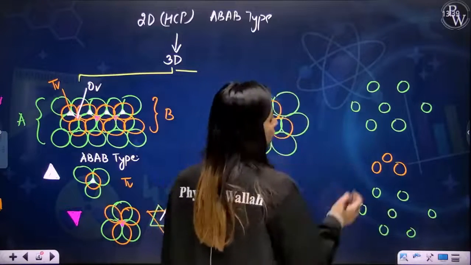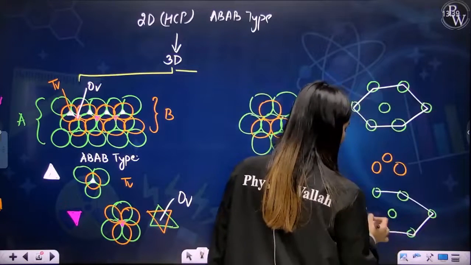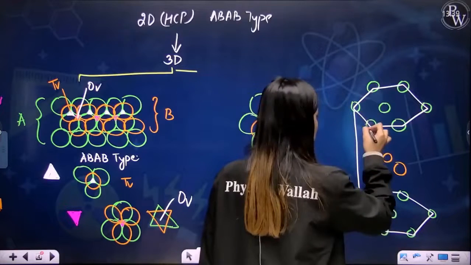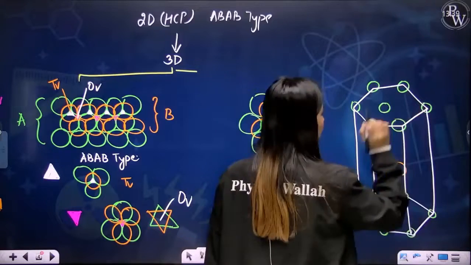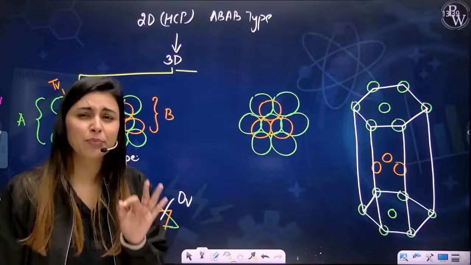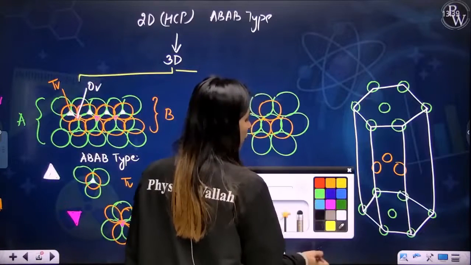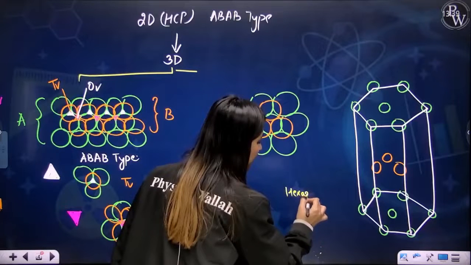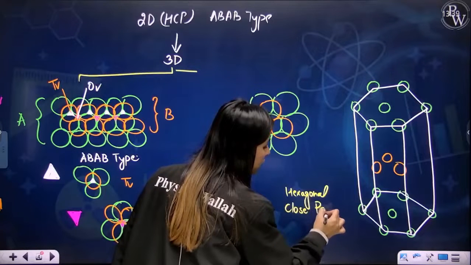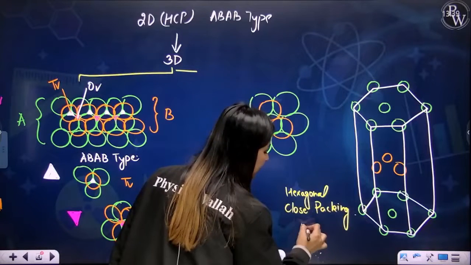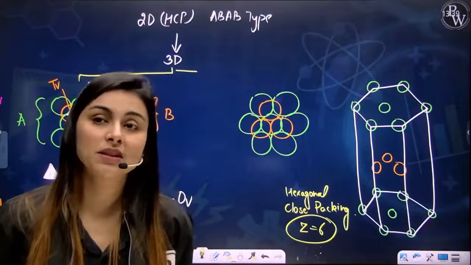If I try to join them, my dear students, what will I get? Just see. I'll join this, I'll join these, and I'll join these. Okay. So if you see it very beautifully, you can see that it is a structure of hexagonal close packing. This is your hexagonal close packing in 3 dimension, my dear students. And let me tell you, the Z, that is the rank of this atom, is 6. Total 6 atoms are present in it.